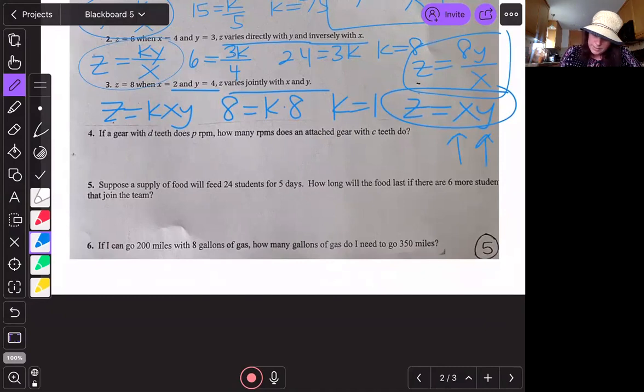So if a gear with D teeth does P RPMs, how many RPMs does an attached gear with C teeth do? Well, gears are always inversely related. The more teeth, the fewer RPMs it's going to make. So for this one, we want to set up products equal to each other. D teeth does P RPMs. How many RPMs, I'm going to call that X, do C teeth do? We're trying to solve for X. So X would be D times P divided by C.